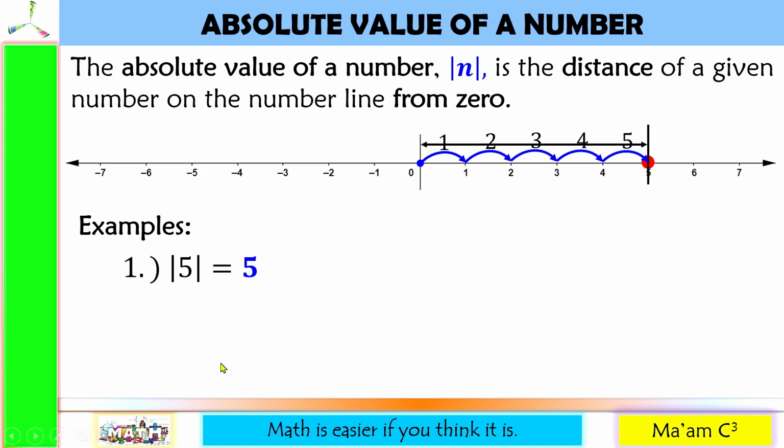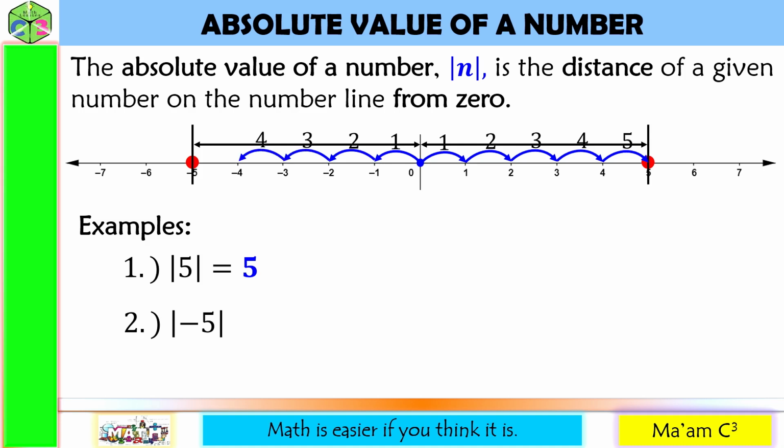Number 2, how about the absolute value of negative 5? Let us locate negative 5 in our number line. And we want to determine the distance from 0 to negative 5. So let us count. 1, 2, 3, 4, 5. So from 0 to negative 5 is 5 units. Therefore, the absolute value of negative 5 is also equal to positive 5.